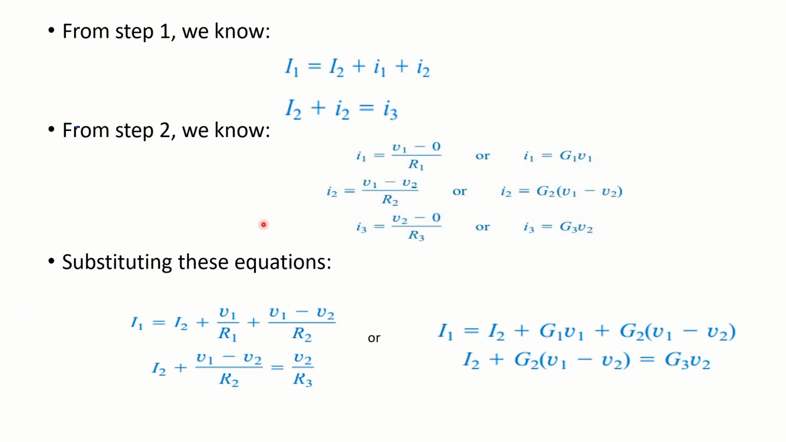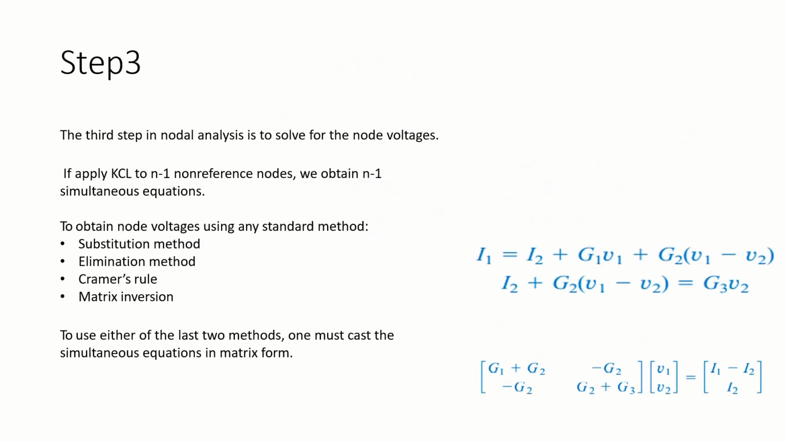So small I1 will be replaced by V1 over R1, small I2 will be replaced by V1 minus V2 over R2, and so on. So we have these two equations, or you can also represent these two equations in terms of conductance if you don't know the resistance. Okay, so now we are going to move on to step 3.